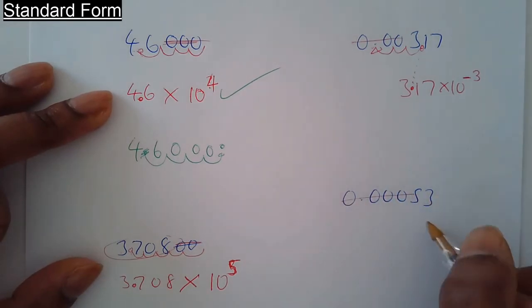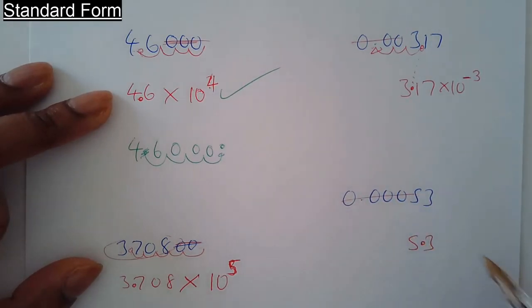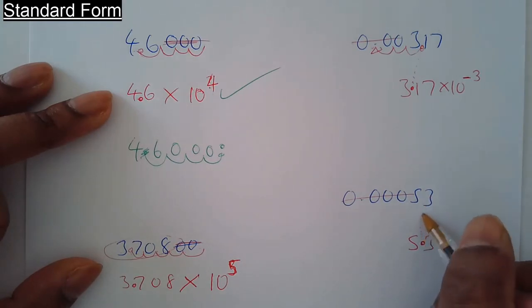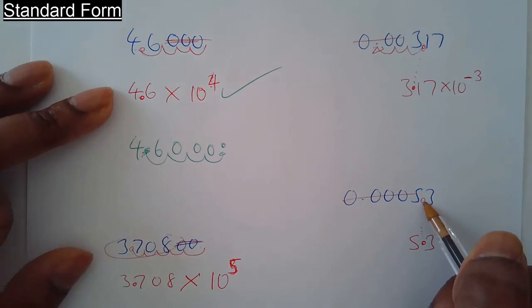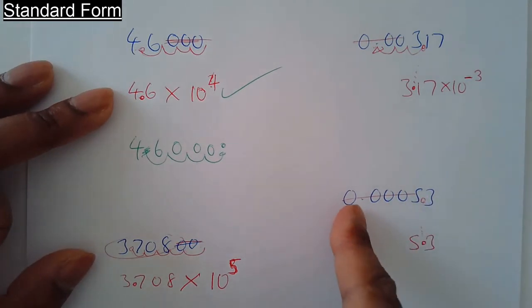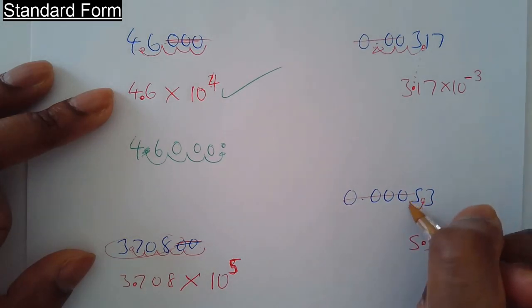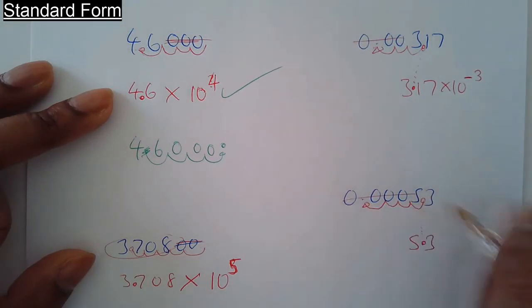Ignore the zeros, write 5 and 3. Force it to become between 1 and 10. Now imagine that the decimal point is between the 5 and 3. Ask yourself the question, how many places do I need to move this decimal to reach this decimal point? 1, 2, 3, 4. 10 to the power of minus 4.